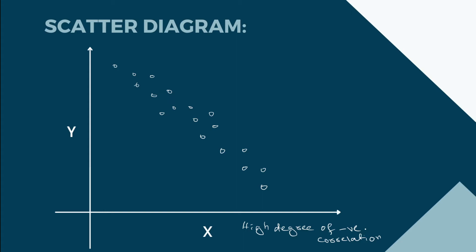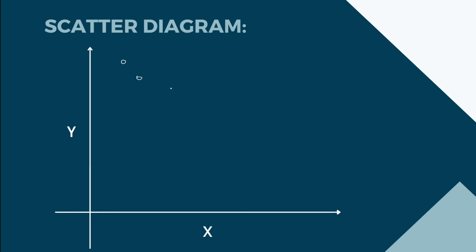Similarly, a low degree of negative correlation can be observed as follows. The points show negative correlation but they are scattered away from each other. It shows a low degree of negative correlation.